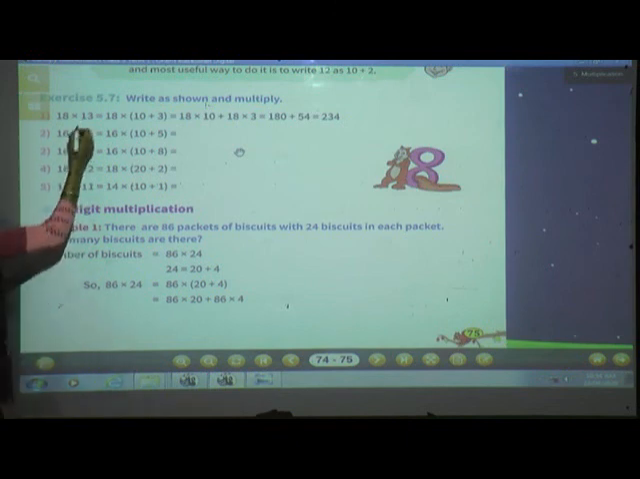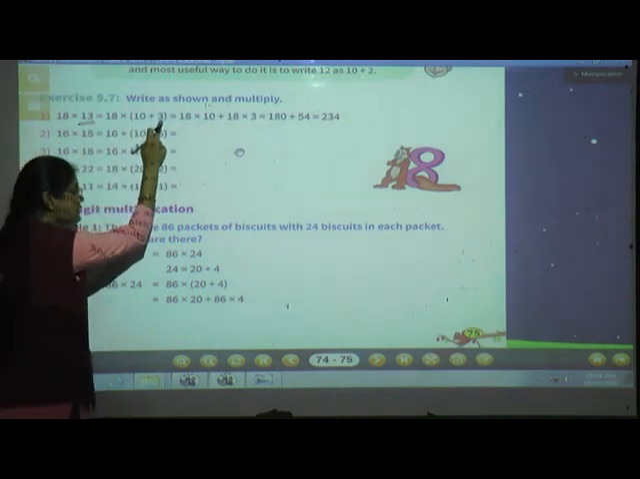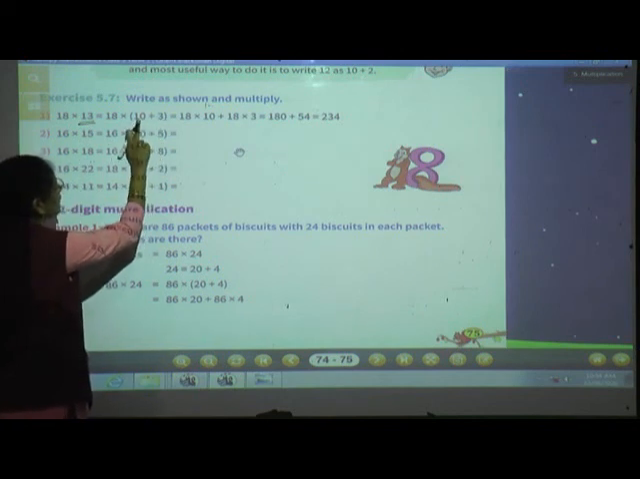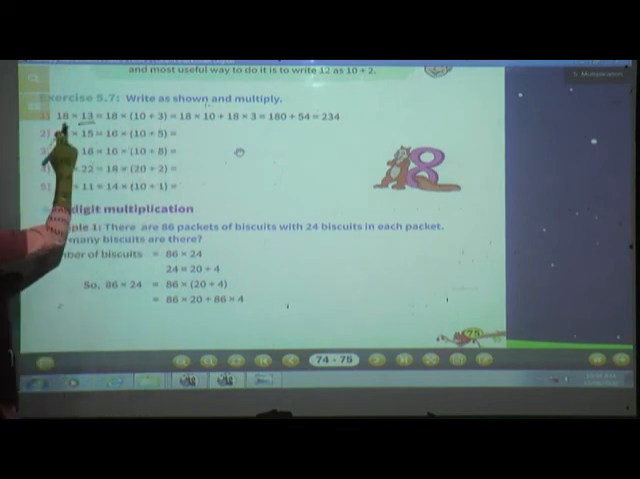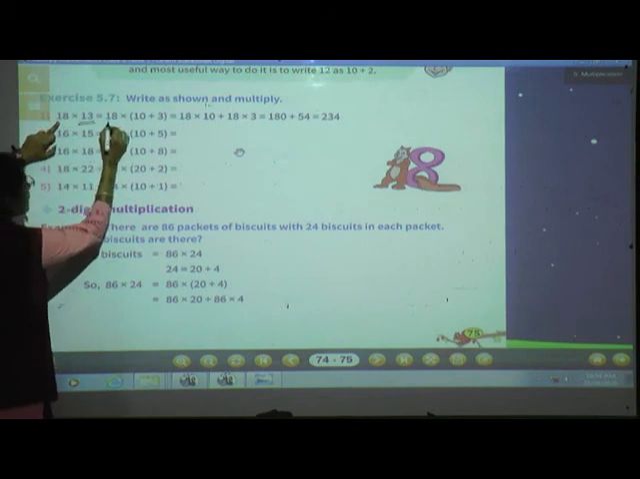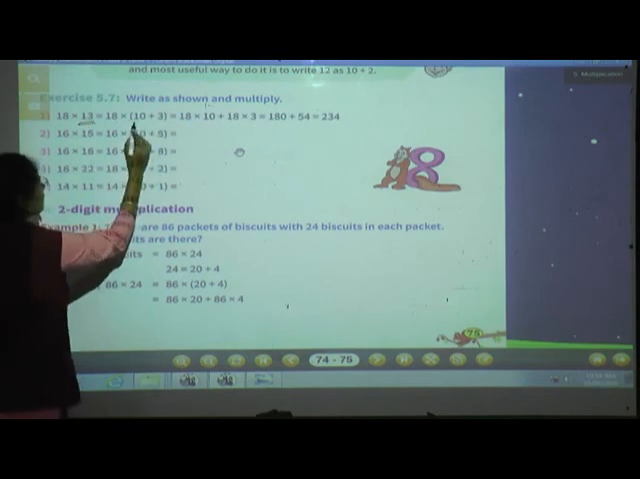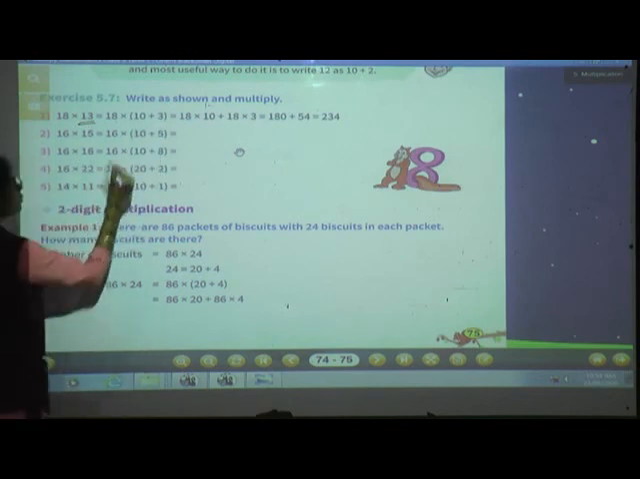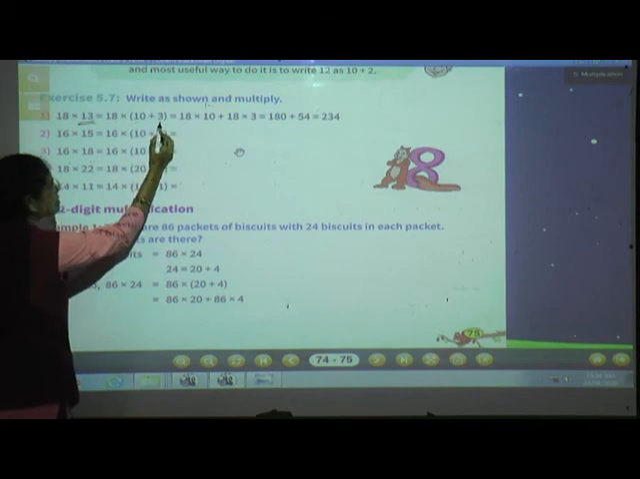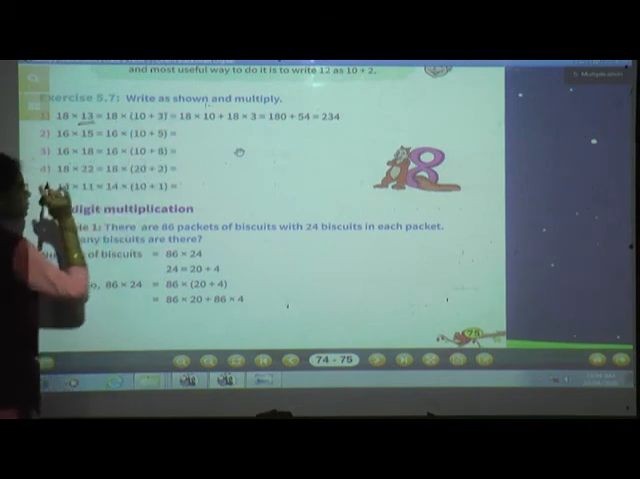Yes, we will split up this number. The second number we will split up. Now 13 means what? 13 means 10 plus 3. So in the bracket, this 18 we will write as it is first. Then into, now this 13 we will split up into two numbers. 13 is equal to 10 plus 3, and we will put the bracket.